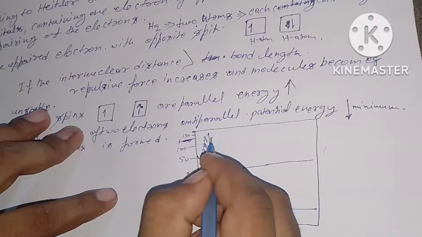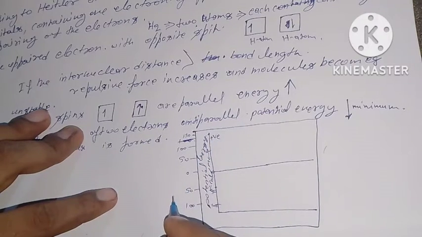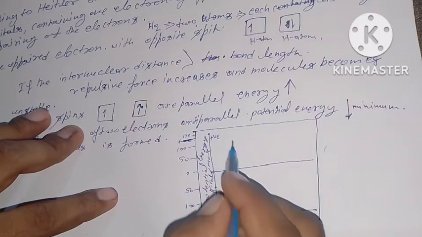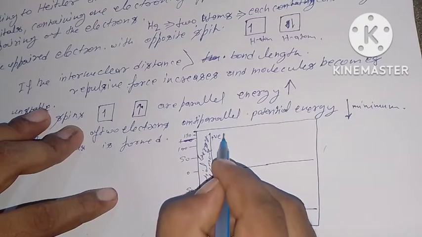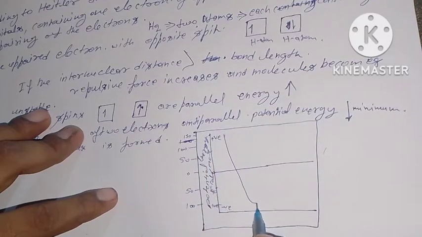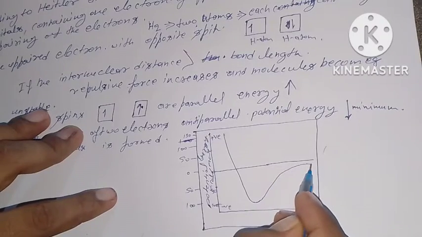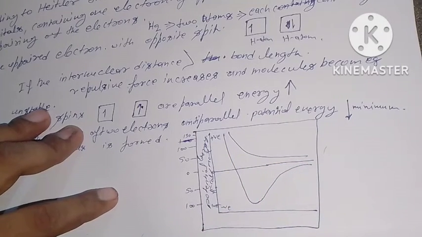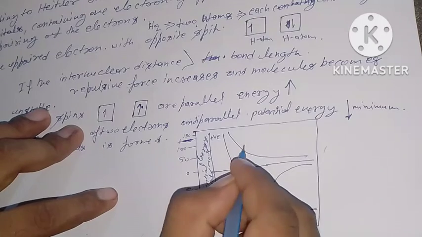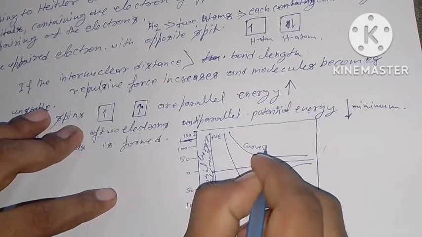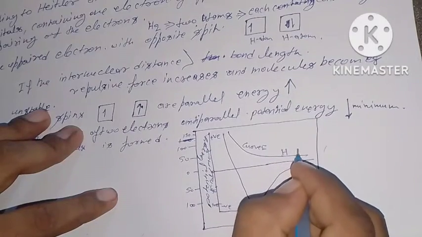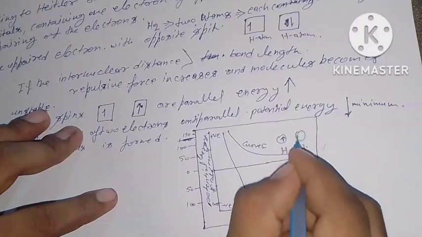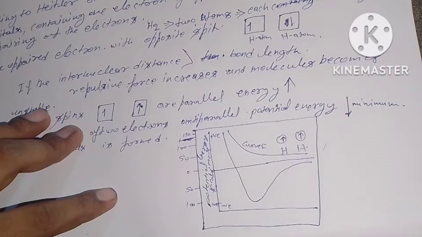Positive values are above and negative values are below. One curve starts from here and goes on like this, and another curve starts from here and goes in this direction. This is the first curve, for H atoms with spins in the same direction, parallel.